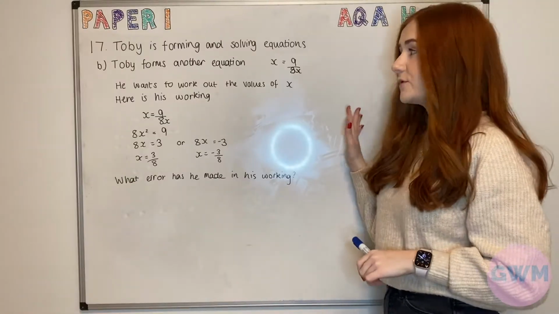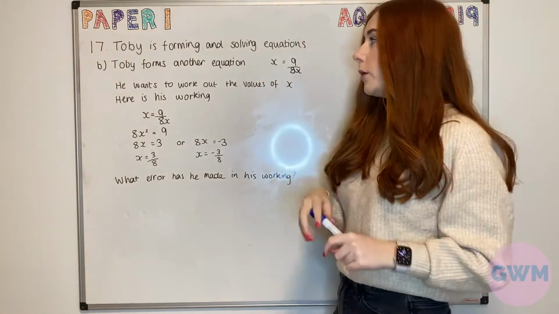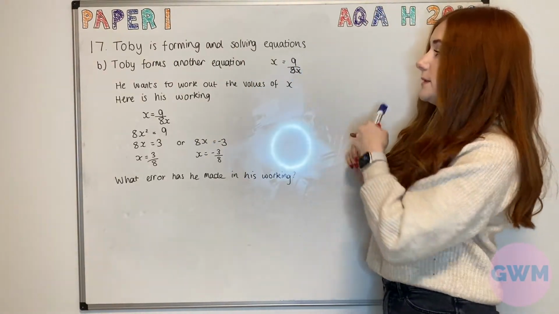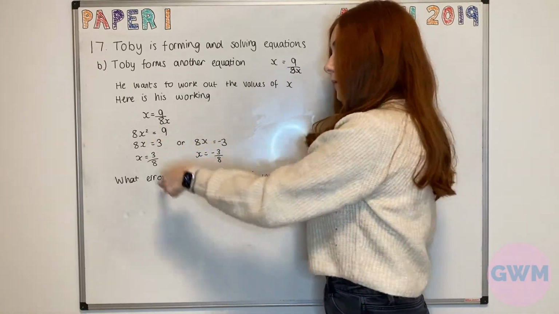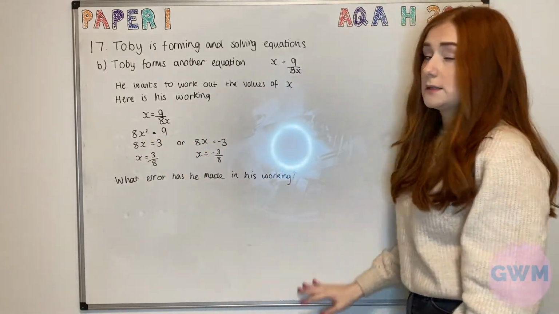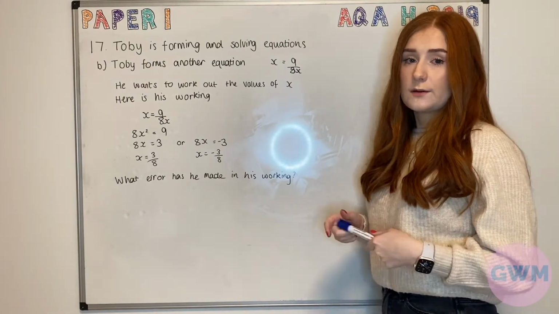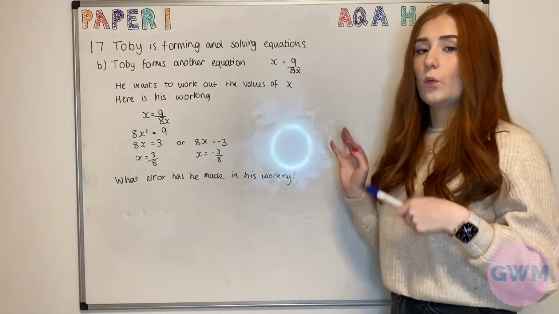The next part, 17b, says Toby forms another equation, 9x equals 8x cubed. He wants to work out the values of x. Here's his working. What error has he made in his working? So this is a bit of a wordy question. It wants us to explain where he's gone wrong.